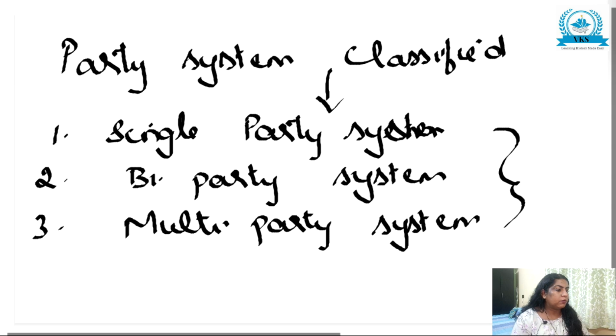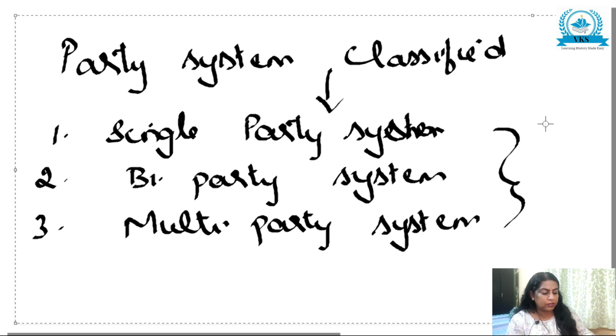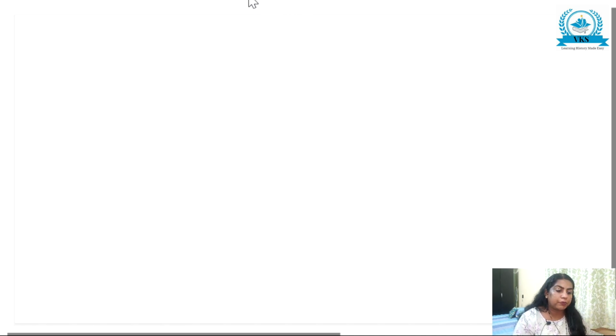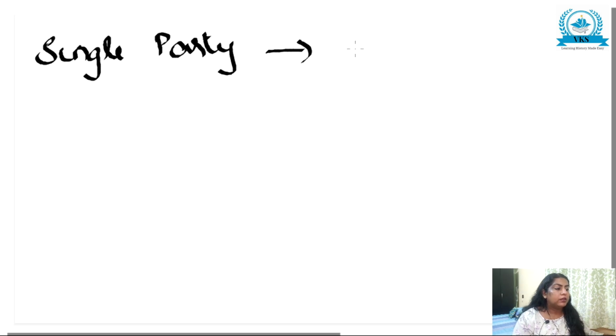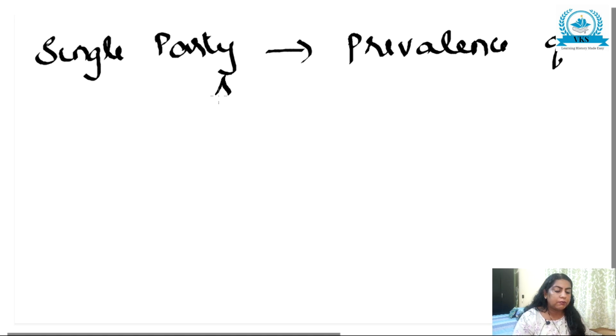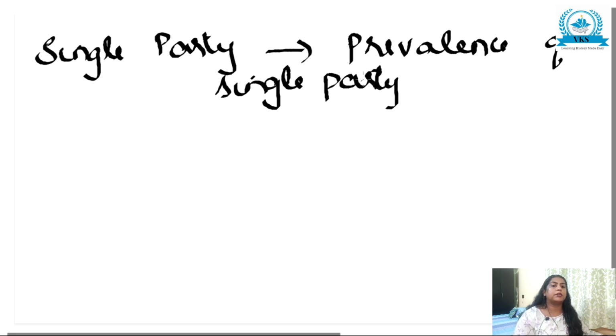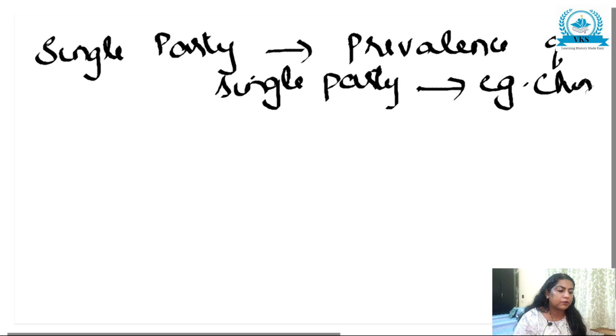Now let us see one by one what is the difference between each of these. What is single party, what is bi-party, and what is multi-party? First we will see single party system. The prevalence of a single political party in a country is called single party system. From the name only you can understand. For example, you can see China.